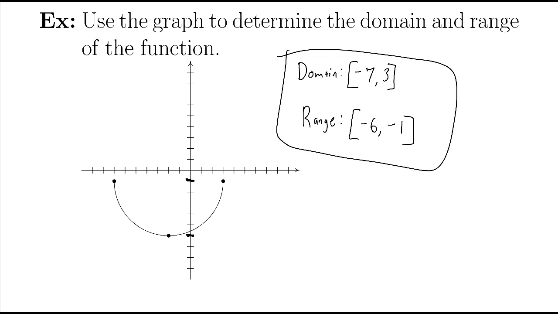Domain: -7 to 3, inclusive. Range: -6 to -1, inclusive.